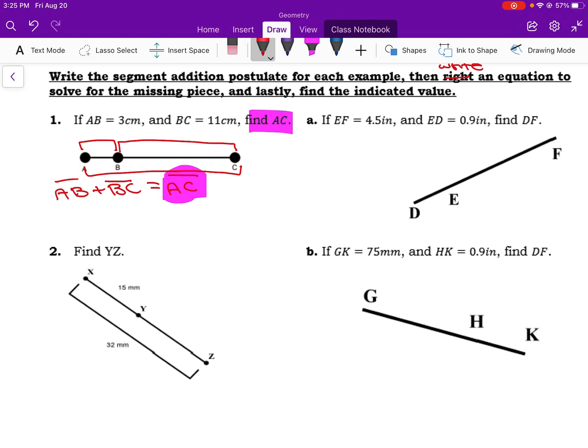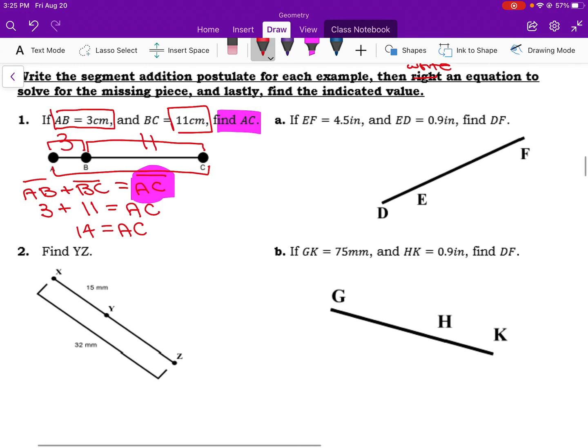So when I want to find the indicated value, we are going to now substitute. They're giving us AB to be 3 and BC is 11, and I'm solving for AC. If I just simplify my expression here, I would have 14 equal to line segment AC. So the length of the full segment AC here is the sum of the two parts, 3 and 11.